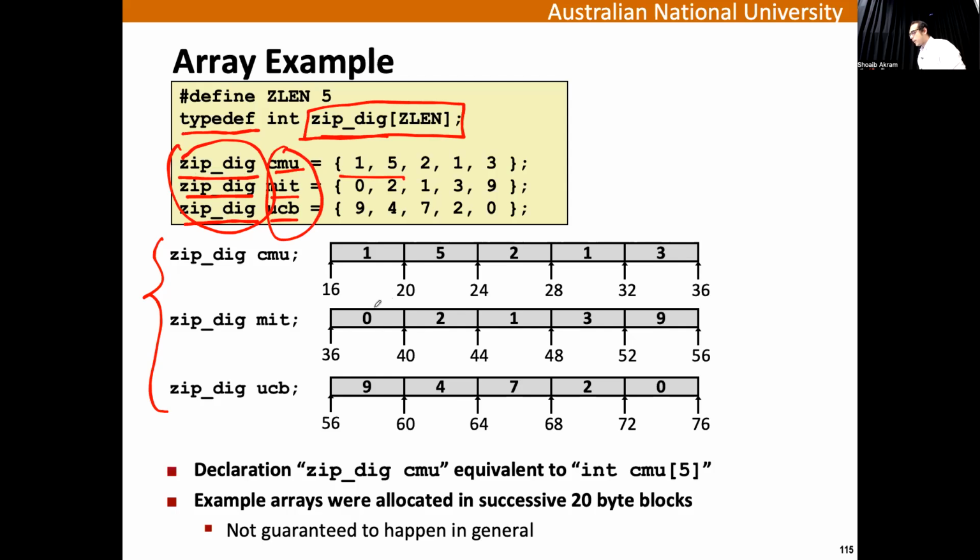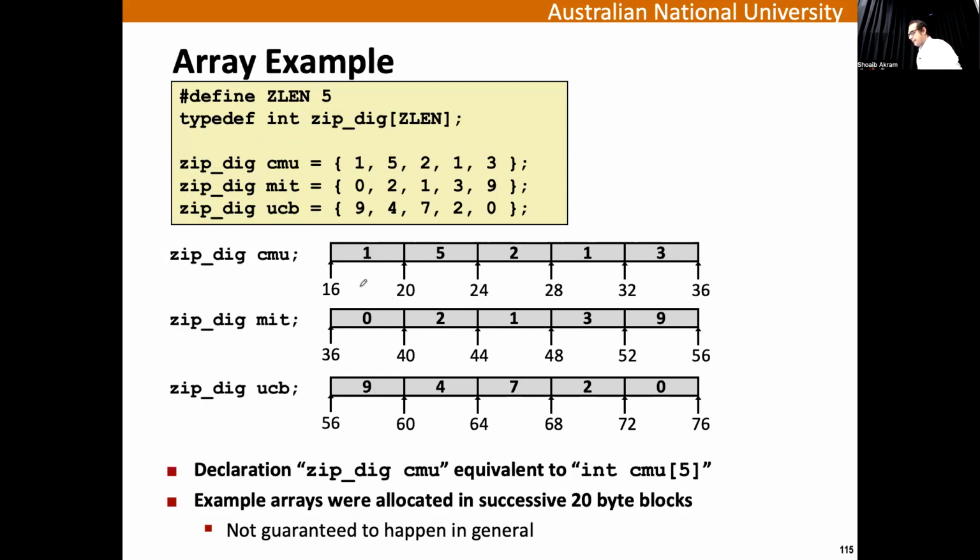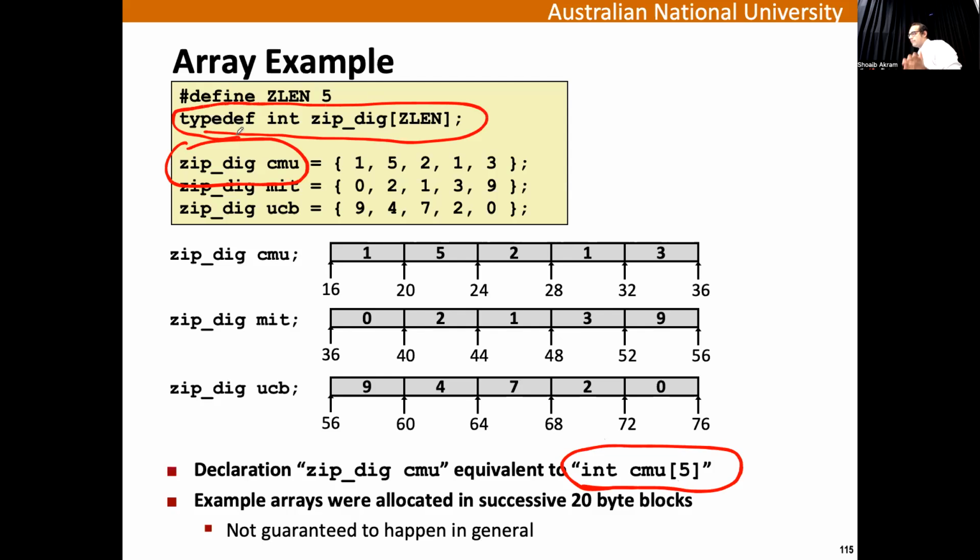All these arrays are 20 bytes each, placed nicely next to each other. We can't rely upon this. We can't. Is the typedef clear? So this over here and this are equivalent because I have defined a new type, zip_dig.